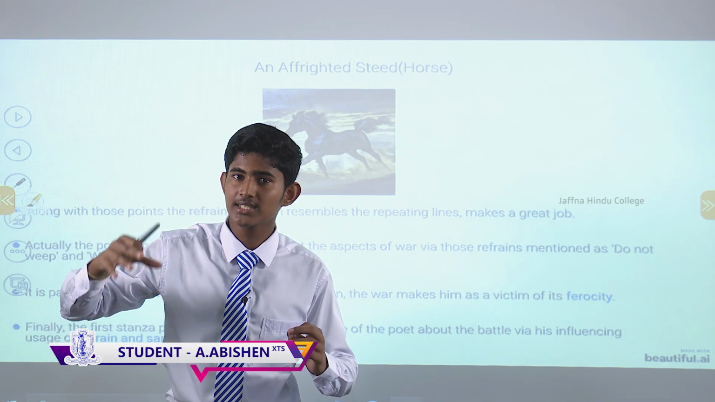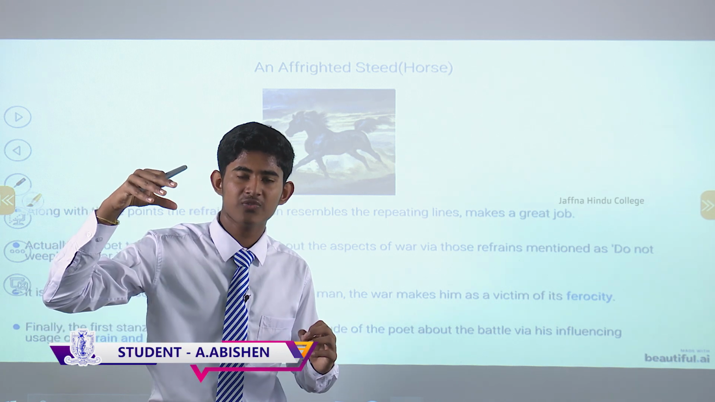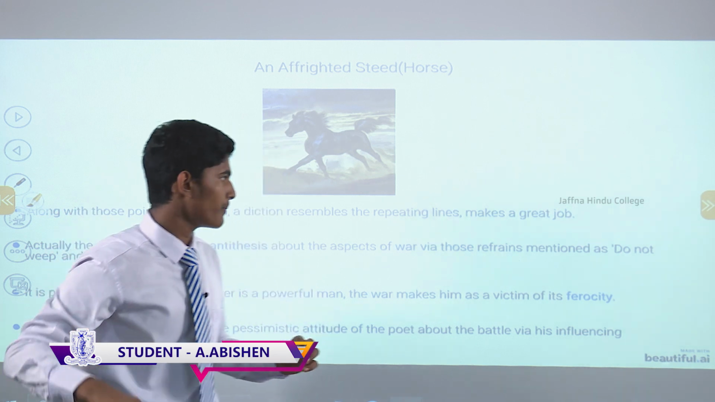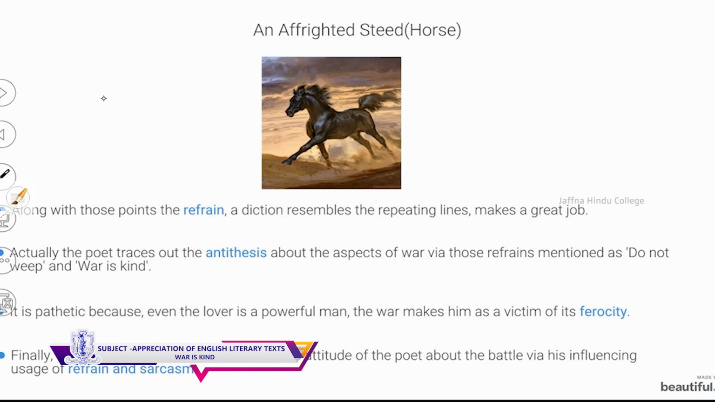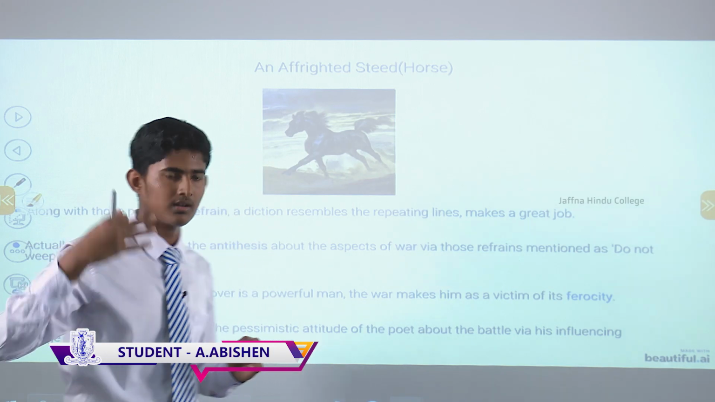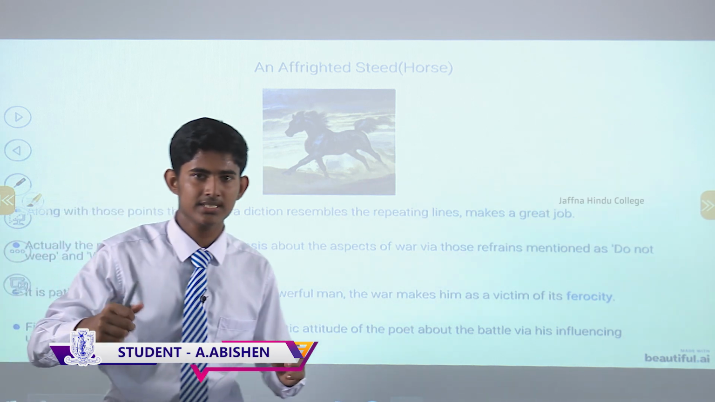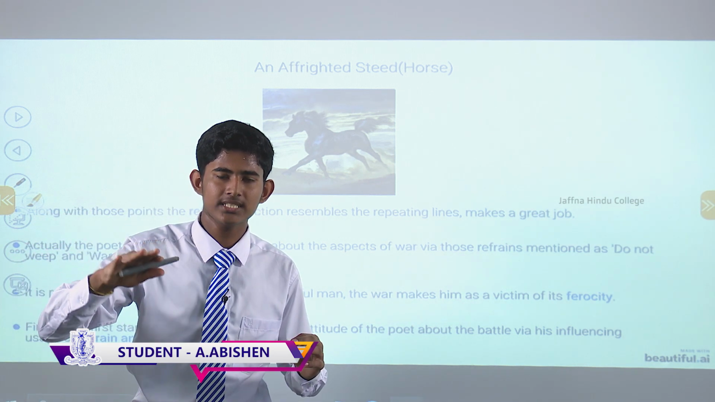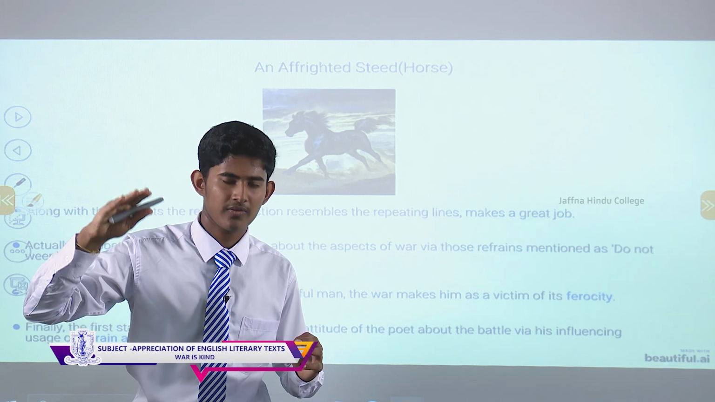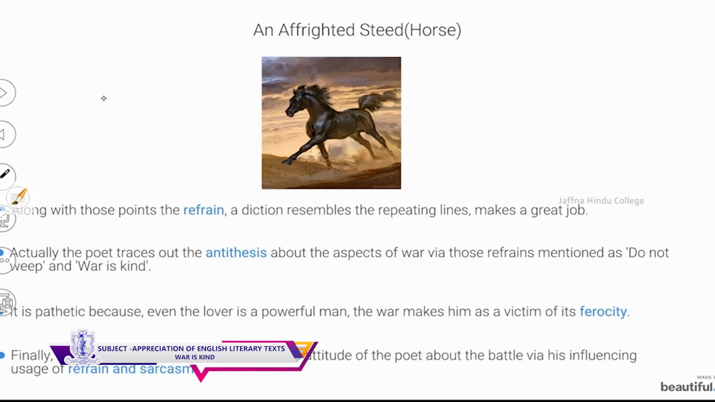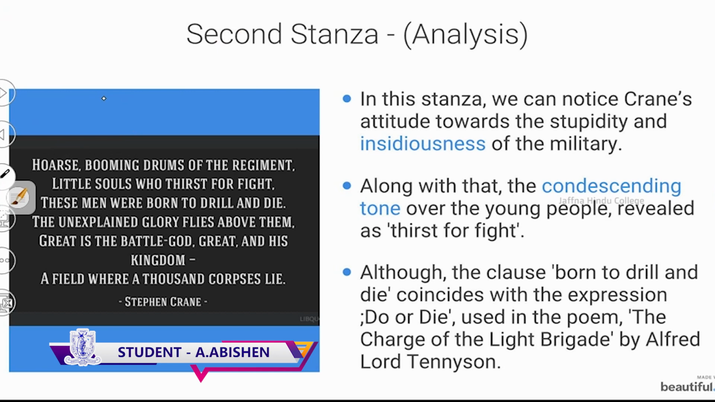He wants to emphasize the fact and insist his theme into the reader's mind by negating the glorification of the war. Then the antithesis made by him, along with sarcasm and refrains, is used in the first stanza. The poet makes an antithesis about war by telling the authentic fact about the war's ferocious deeds and its aspects and negating its glorification. Hope you understand. We are moving to the second stanza analysis.